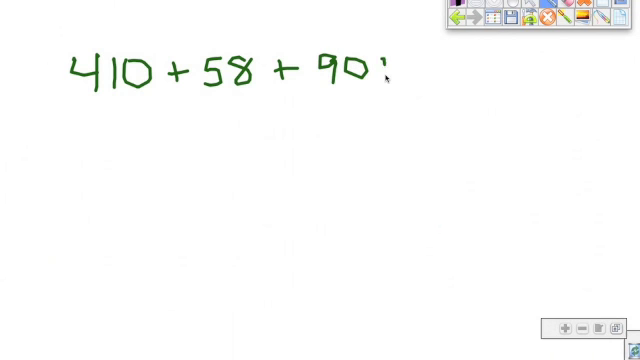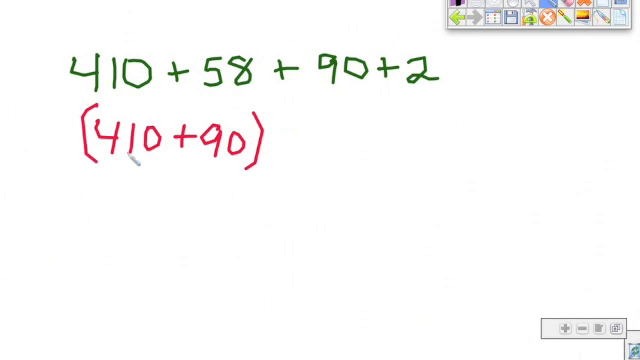Okay, how about 410 plus 58 plus 90 plus 2? All right, again, group the ones that are easiest to do. I see I have 2 here ending in 0. That would be an easy group. So I'm going to do 410 plus 90 in one group, and then I'm going to add that to my other group of my even numbers.